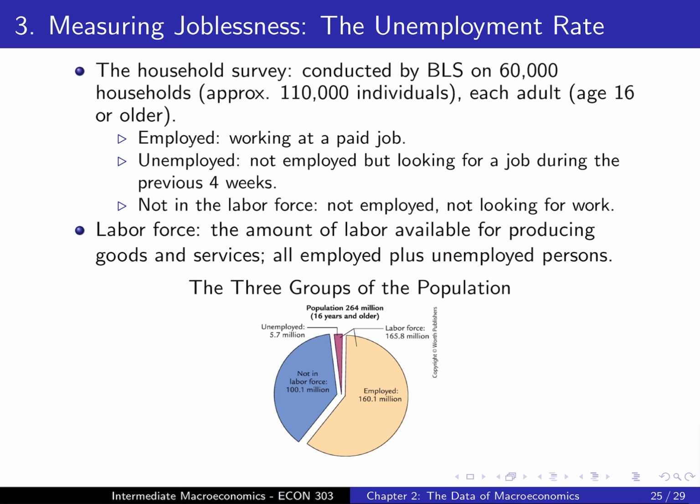Each individual is classified into one of three categories: employed, working at a paid job, including part-time or full-time; unemployed, not employed but actively looking for a job in the previous 4 weeks; not in the labor force, neither working nor actively looking for work. For example, retirees, full-time students, stay-at-home parents.